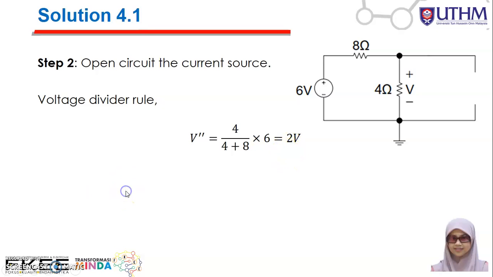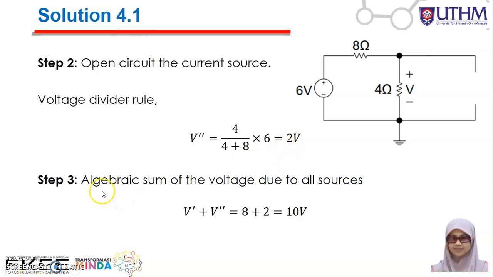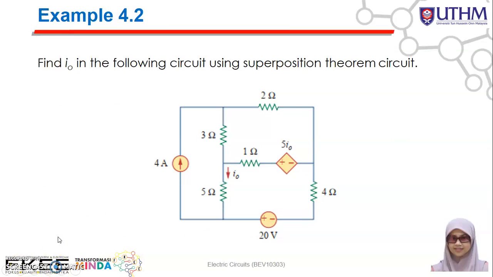Finally, the last step, you need to add all the contributions of each of the sources. So V will be equal to V prime plus V double prime. Just now you have 8 and here you have 2. 8 plus 2 will be equal to 10 volt. Alright, and then we just move to the next example.